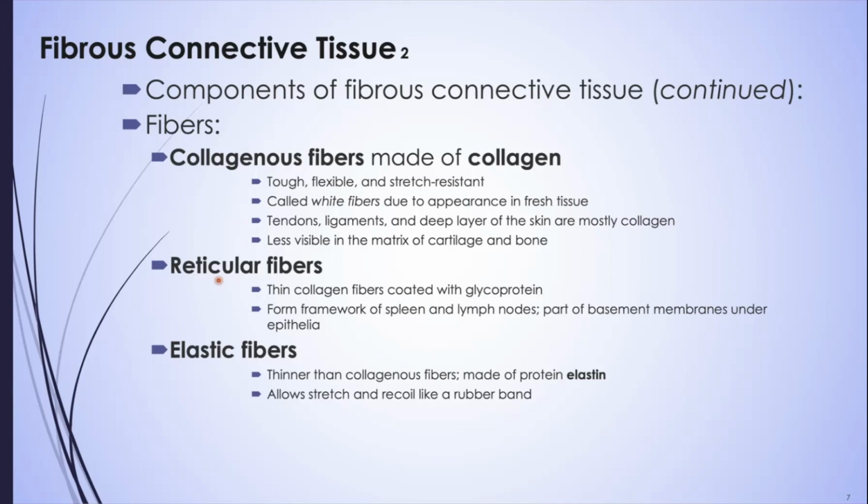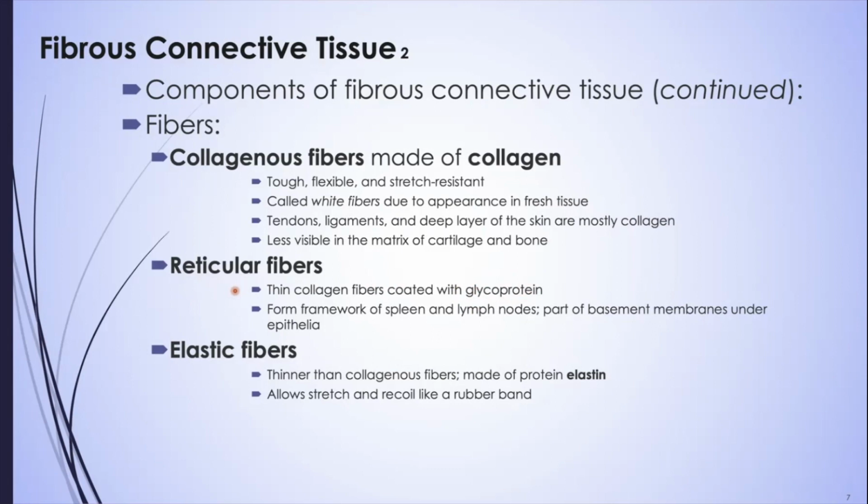So let's talk about the reticular fibers. Those are going to be thinner collagen fibers that are coated with glycoprotein. If you recall, glyco meaning sugar, and proteins, put it together, it is a large biological molecule that is composed of sugars and proteins. And the reticular fibers, you're going to find them forming a framework of the spleen and the lymph nodes. You're going to find reticular fibers in parts of the basement membranes underneath the epithelia.